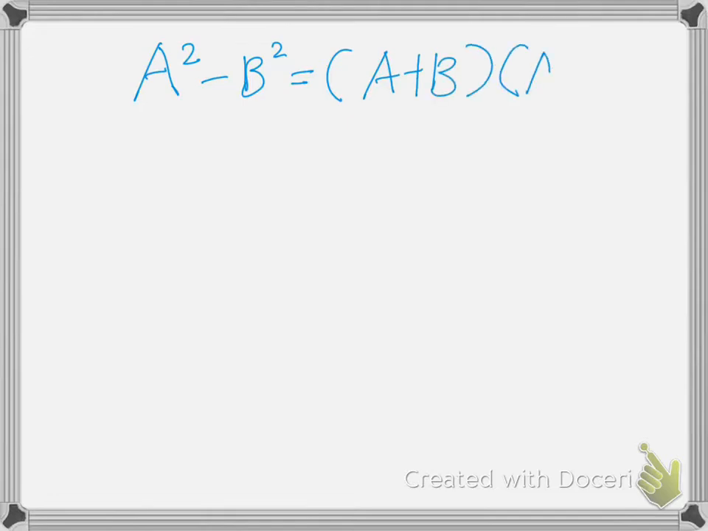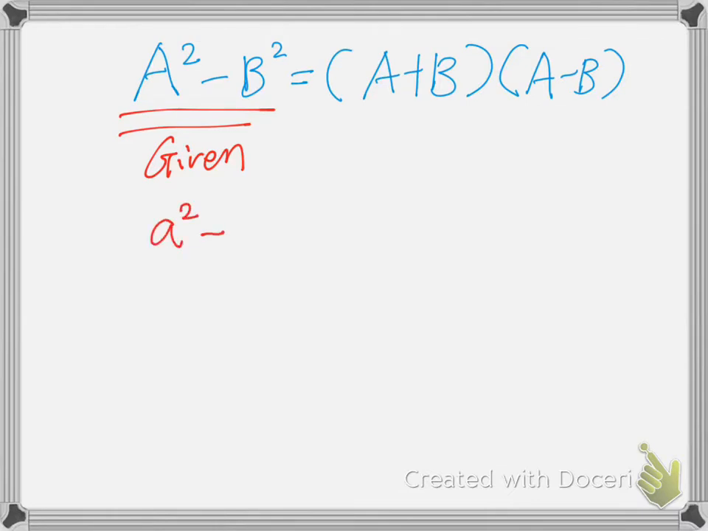Now sometimes we need a special formula to factor. We have a lot of formulas in Math 5, but this is the most important one. If you're given a squared minus b squared, you can rewrite it as a product, a plus b times a minus b. It's a very good formula. Let's look at an example. So if you have a squared minus 49.